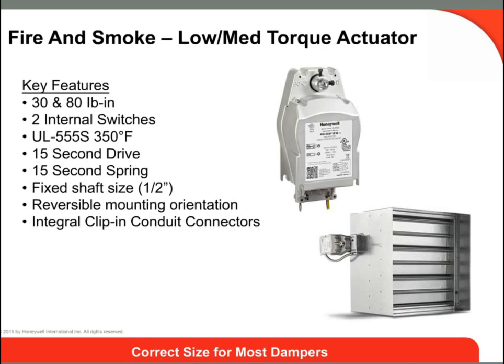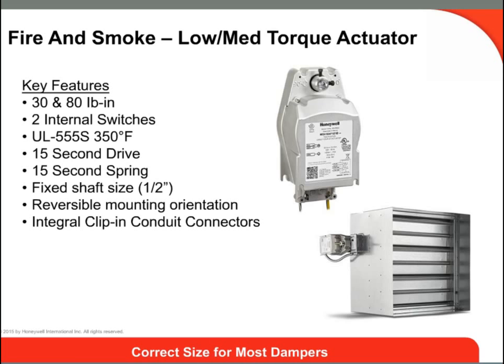Honeywell has two styles of combined fire and smoke actuators. One style has low or medium torque, and the other has high torque. Low and medium torque models have either 30 inch-pounds or 80 inch-pounds of torque. They are available with or without internal auxiliary switches. These switches, as well as the entire actuator, are designed to pass UL 555S requirements of 350 degrees for 30 minutes. They are fast operating with 15 seconds for both drive open and spring close.